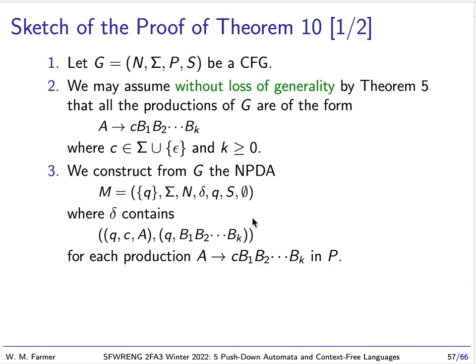We're not interested in final states because we're going to have acceptance by the empty stack. And so delta contains exactly one transition for each production. If we're in state Q and we're reading C, and C here could be epsilon, and we have A on the stack, what we do is pop off A, stay in Q, and then push this. We're going to have exactly one of these transitions for every production in P. So M is going to simulate the grammar G.